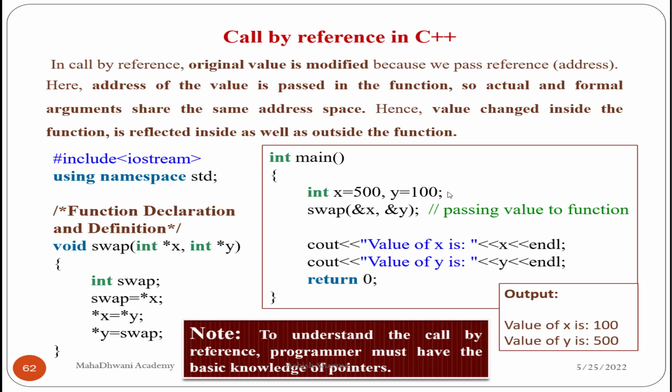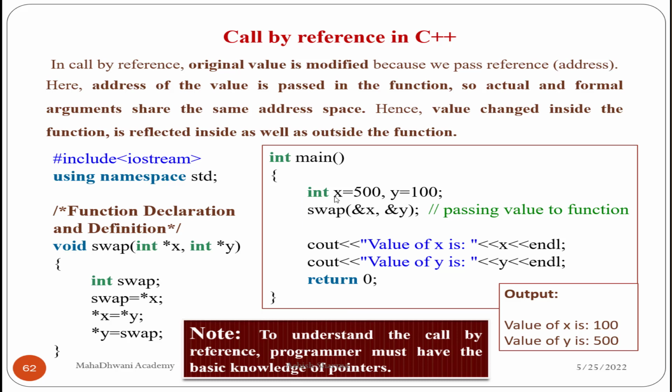These functions' memory allocation is different, and these variables' memory allocation is different. So don't be confused with this matter. It will interact with the same memory whenever we pass from here. The scope of the pointer variables x and y inside the swap function is different from the scope of the integer variables x and y inside the main function.